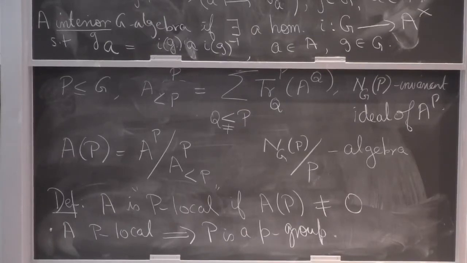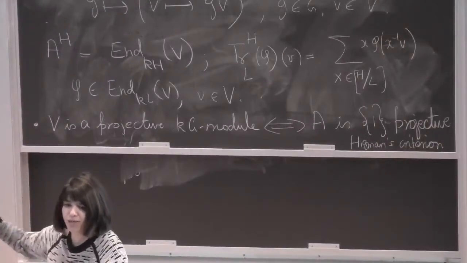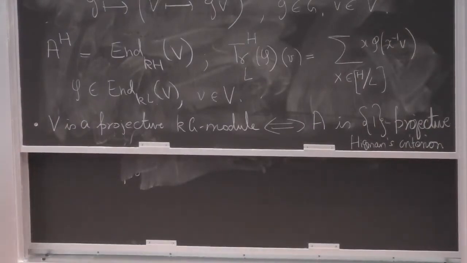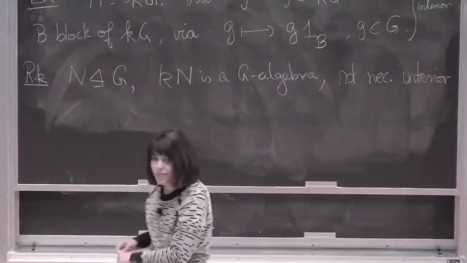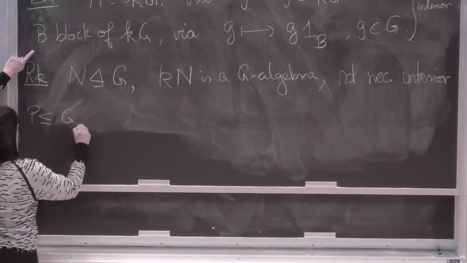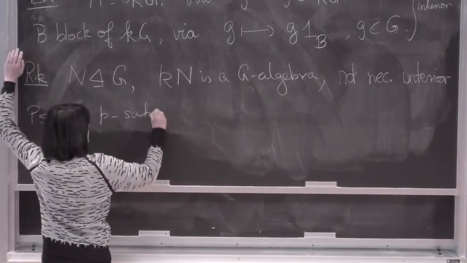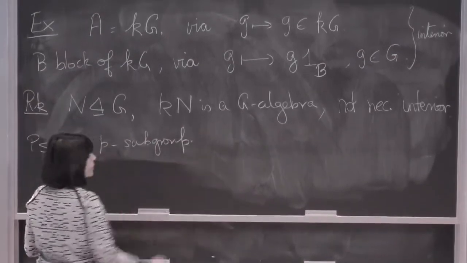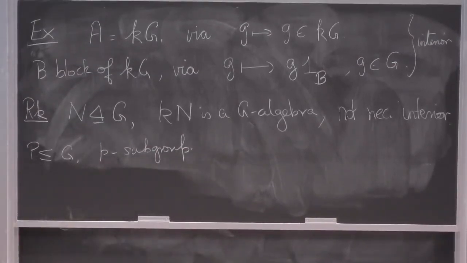Again, it's easy to see, just the same argument we had before. Now let me use this example to say why I am calling this P-local. So let's look at this example here, and I'm going to let P be a p-subgroup now. I really want it to be a p-subgroup, because I want the arithmetic to work out.